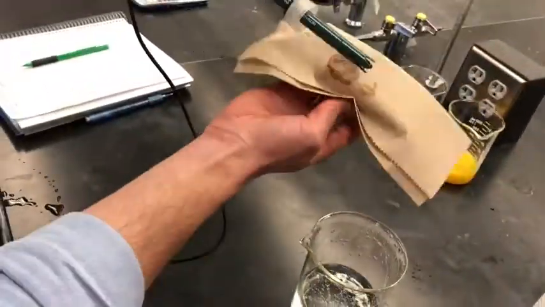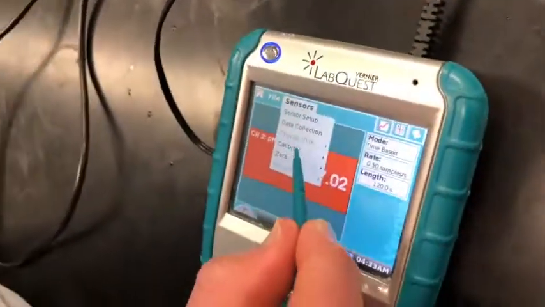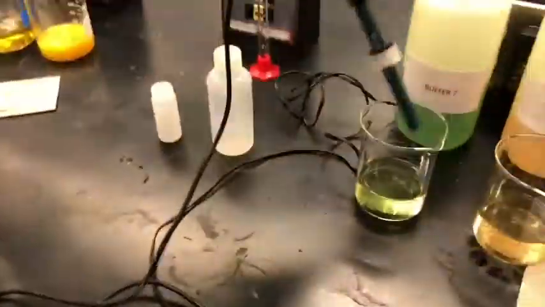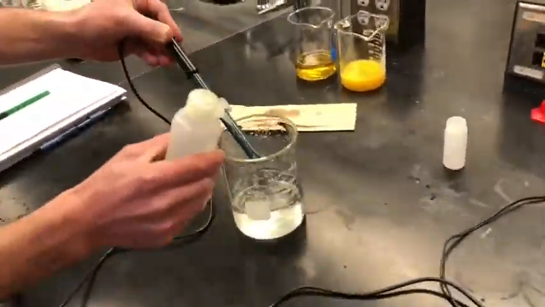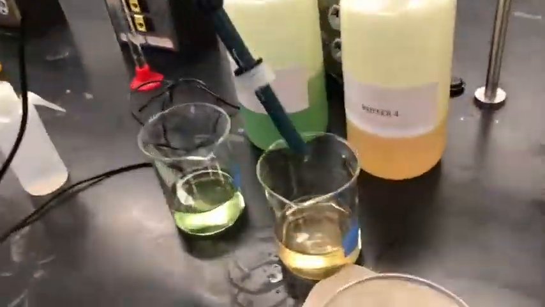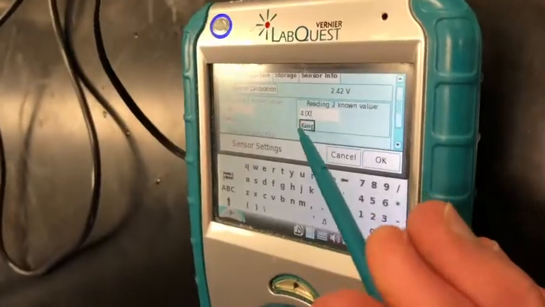Okay, rinse it off. Put it into the buffer 7 solution. Hit sensors, calibrate now, pH, calibrate now, 7.00 and keep. Rinse it off again. Put it into the buffer 4 solution. Hit 4.00 and keep.